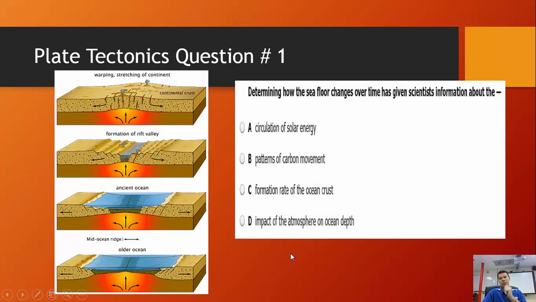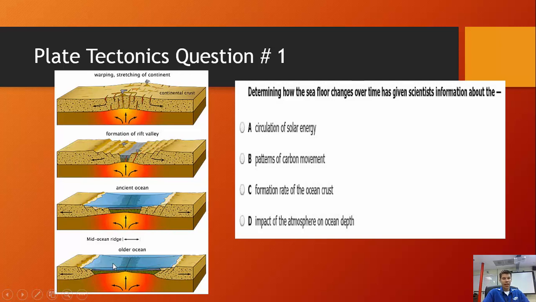Determining how the seafloor changes over time has given scientists information about the... Alright, so if you remember our seafloor spreading method, here is what we get: heat rising from the asthenosphere, and this heat is thinning out and pushing apart the crust at a divergent boundary. As it thins and thins, eventually new magma comes to the surface and forms new seafloor, and you get a rift valley like the East African Rift Valley or the Mid-Atlantic Ridge.